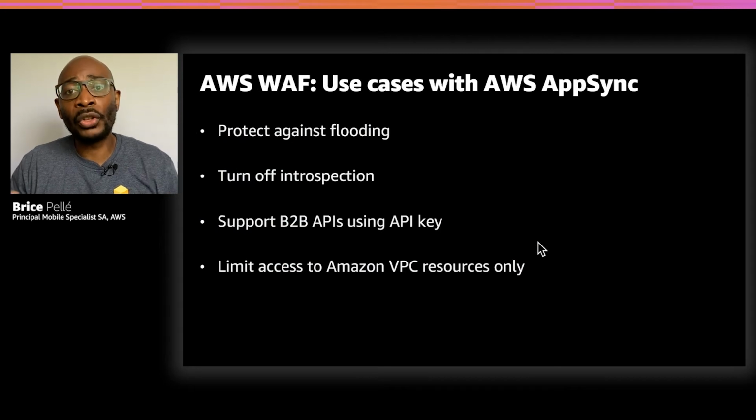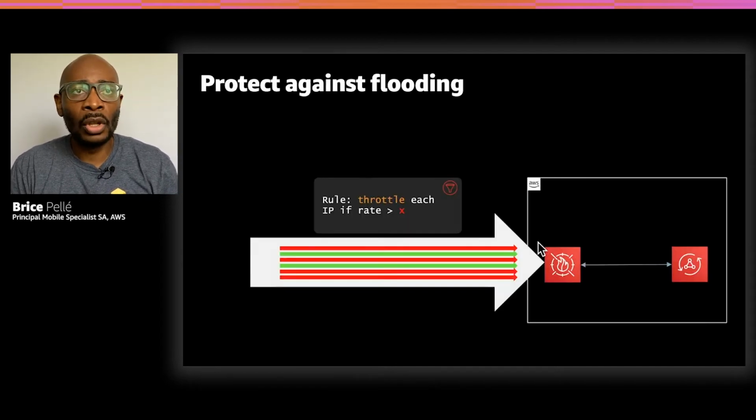And you can look at some of the use cases and what you can do with AWS WAF integration for AppSync. There's things like protecting your API against flooding, right? Turning off introspection in situations where you don't want it to be configured. You can support B2B APIs using API keys and making sure that your different partners or third-party partners do not overwhelm your API. And you can also limit access to Amazon VPC resources, which is one of the things that we'll look at.